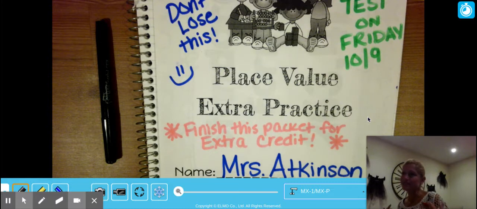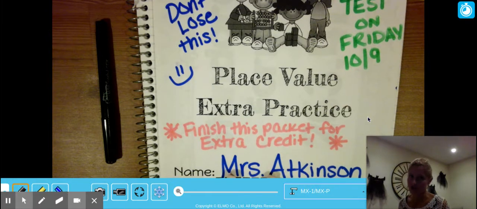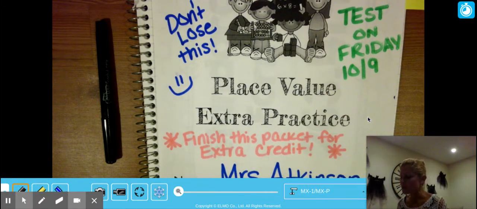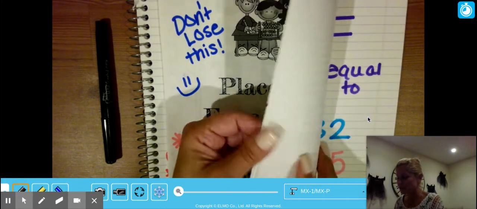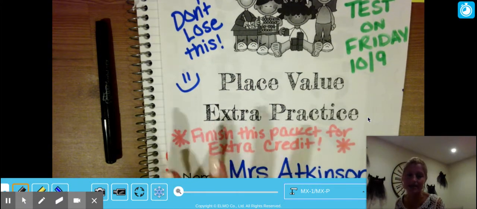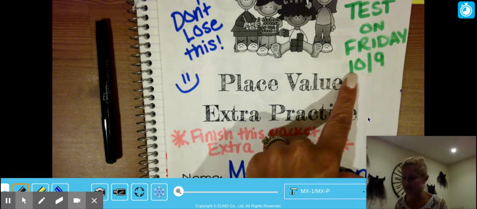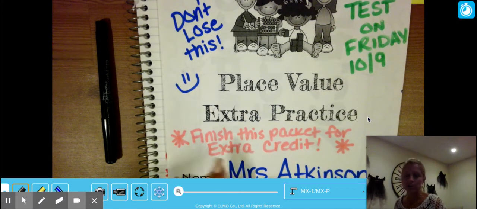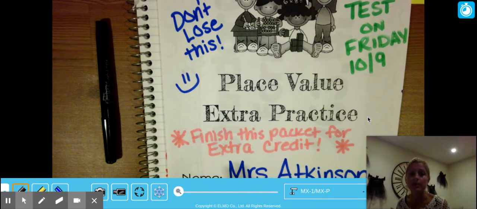Now, I don't give extra credit all that often, but when I do, you really want to take advantage of it. Since this is our very first test in 4th grade math on Friday, I want everyone to have a really good opportunity to do well and feel good about themselves. So I am offering for anyone that finishes all of these pages in the place value packet, right? You have to do all of them. If you finish the packet by next Friday, the day of our test, 10-9, you are going to earn extra credit. And I promise you I will make it worth your while.